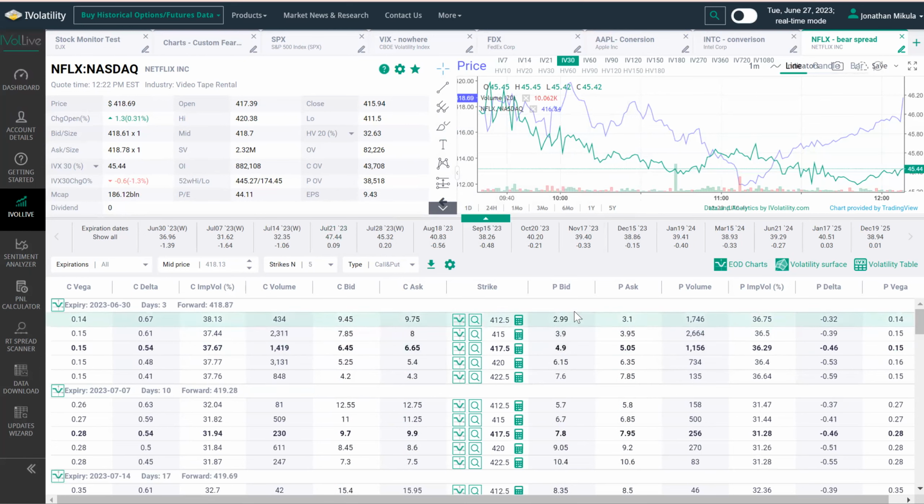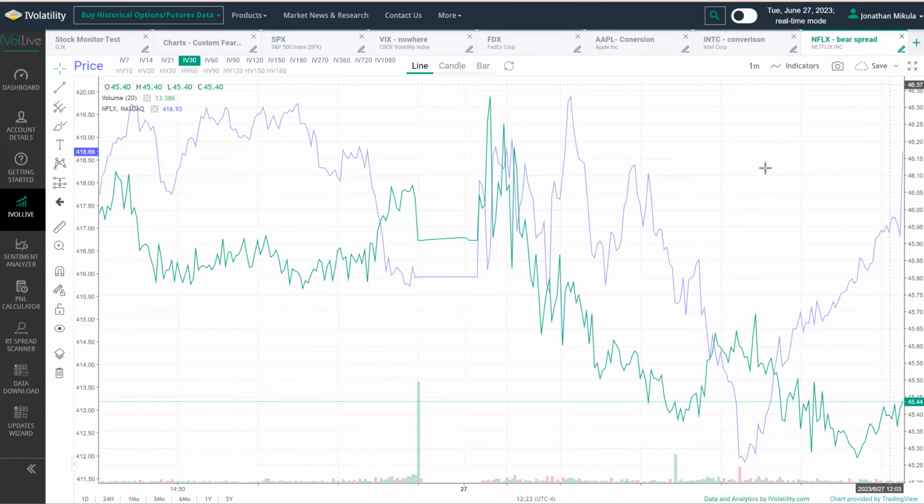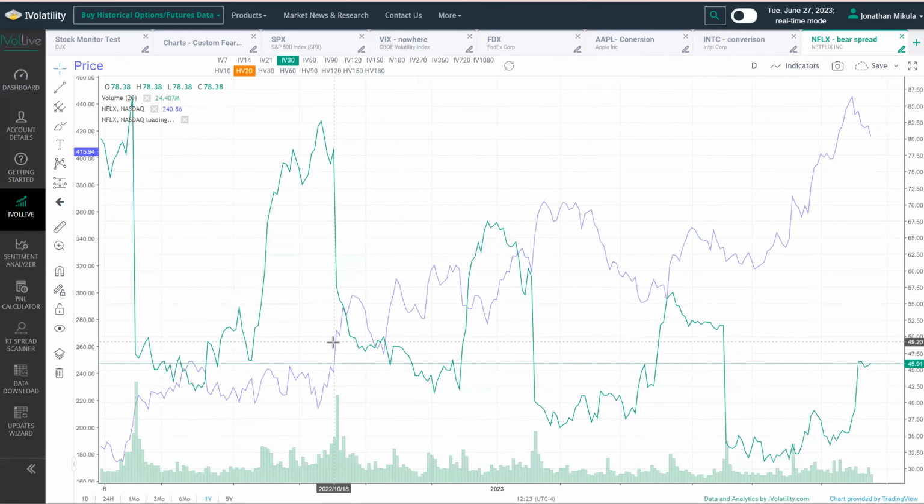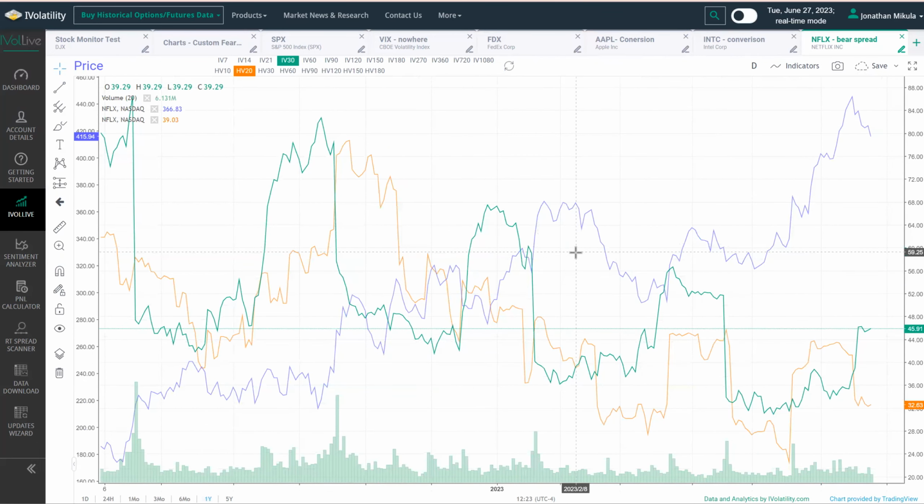I get the options chain beneath me. But what's great visually is I love pulling up this chart. And with Netflix, what caught my eye when I was preparing for this webinar was you have price, which has recently rolled over, right? And then we have implied volatility, which has ticked higher and crossed over historical volatility.